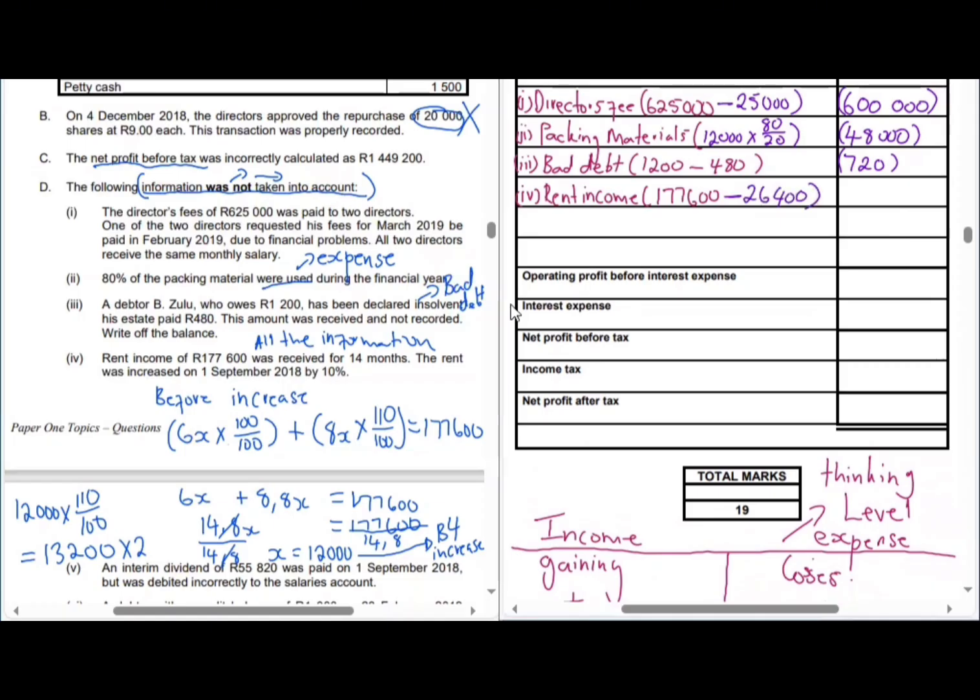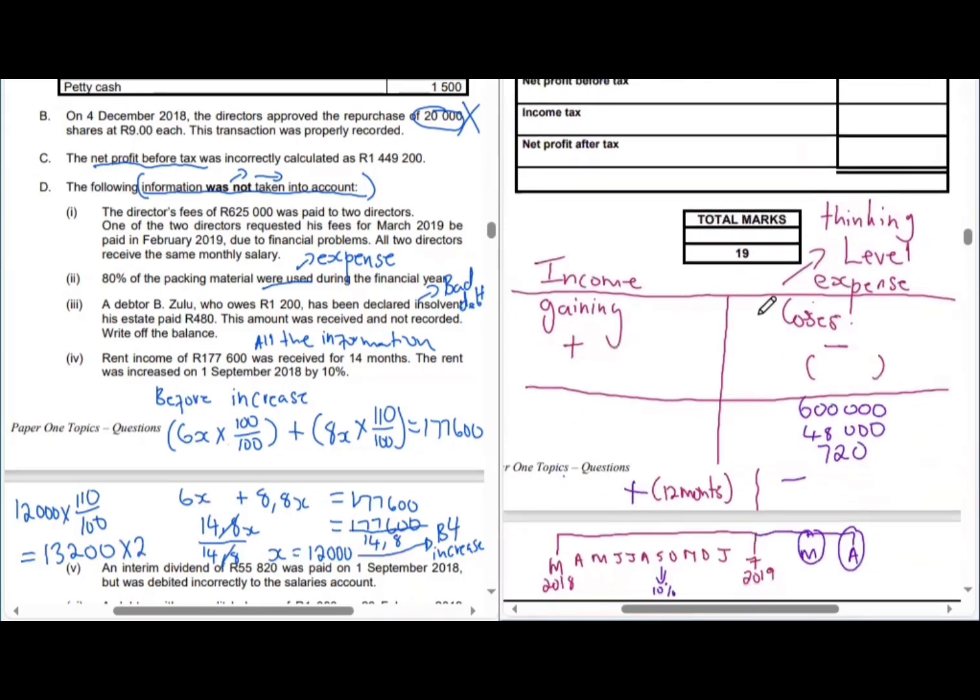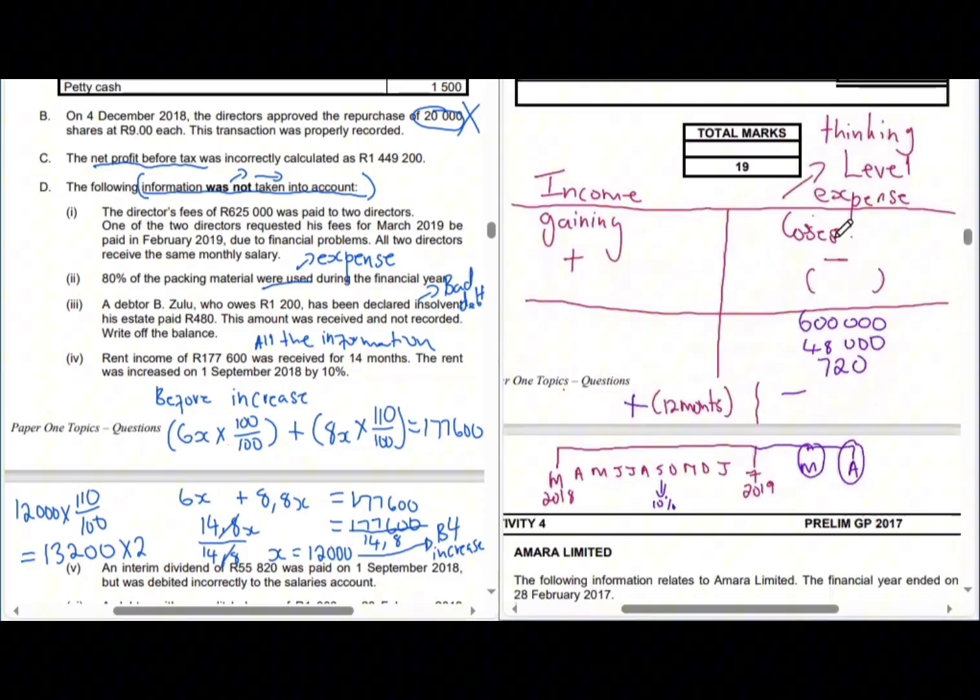And then how much do we have then? 177,600 subtract 26,400, then the amount that we need to have at the end of the financial year is 151,200 as our income. And then now, guys, we need to go and do our thinking level. So 151,200, is it an income or an expense to us? So guys, basically this is a rent income, meaning the money coming into the business, meaning we are gaining that amount of money.